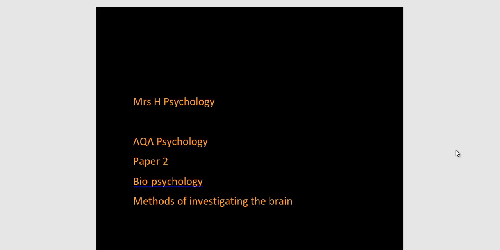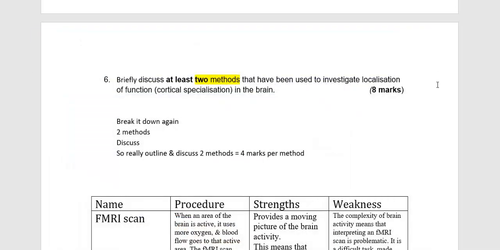Mrs. H, Psychology. This is for AQA Spec Psychology, and the one I'm going to do now is paper 2. It's on biopsychology and specifically methods of investigating the brain. So if we have a look at this specific question, this was on a mock paper for year 12. Briefly discuss at least 2 methods that have been used to investigate localization of function. So in other words, cortical specialization in the brain.